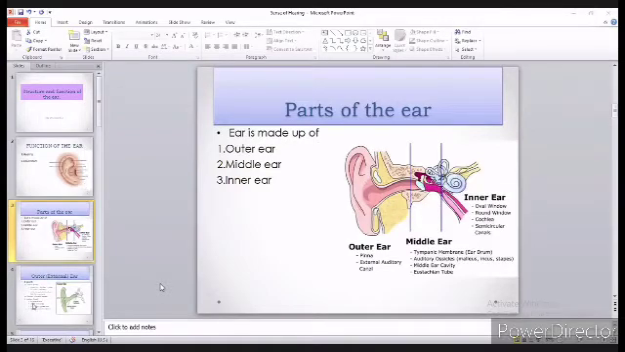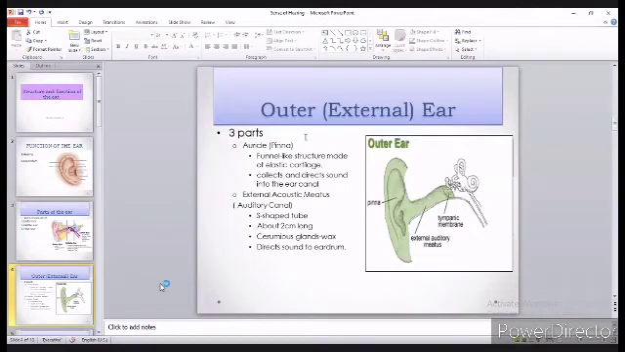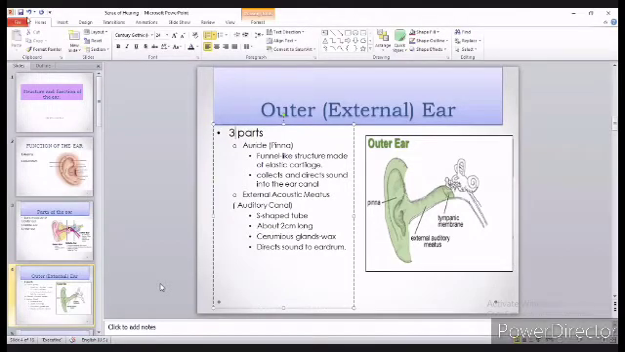So our outer ear mainly has, I wouldn't say 3 parts because some literature disputes this. So it has 2 main parts. The pinna, which I've talked about, this is a pinna. So it's a funnel-shaped structure that is made up of elastic cartilage.